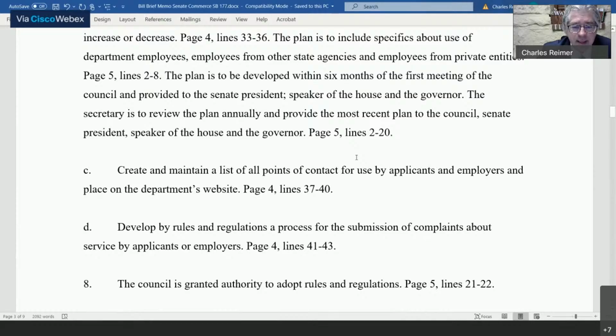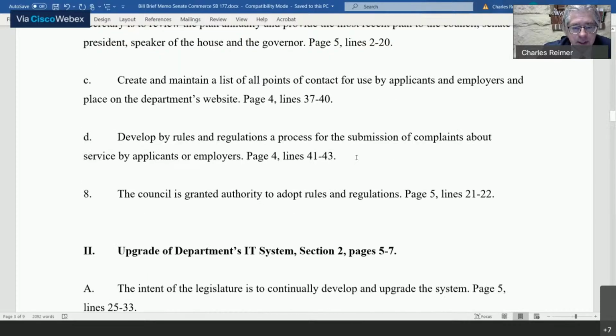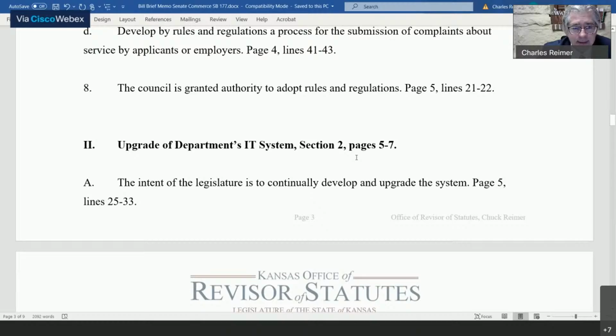In addition, create and maintain a list of all points of contact for use by applicants and employers and place on the department's website, again, trying to make the experience more user-friendly. Develop a process for the submission of complaints about service by applicants or employers. And the council is granted rule and regulation authority.